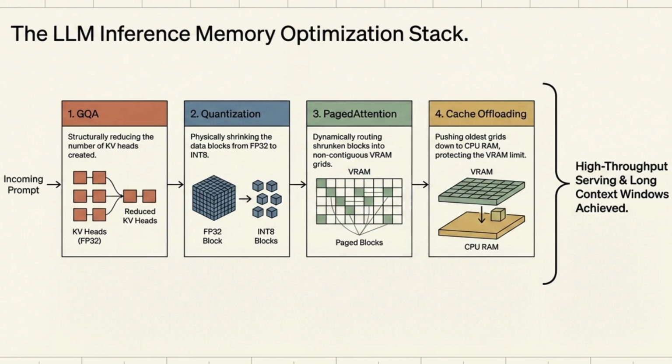Paged attention third. Route those shrunken blocks into non-contiguous VRAM pages. No fragmentation, maximum utilization. Cache offloading fourth. As VRAM fills, push the oldest pages down to CPU RAM. Protect the limit. Keep the system running. Result: high throughput serving, long context windows, LLM inference that doesn't fall over under real production load. That is the complete answer. Not one technique, the whole stack.